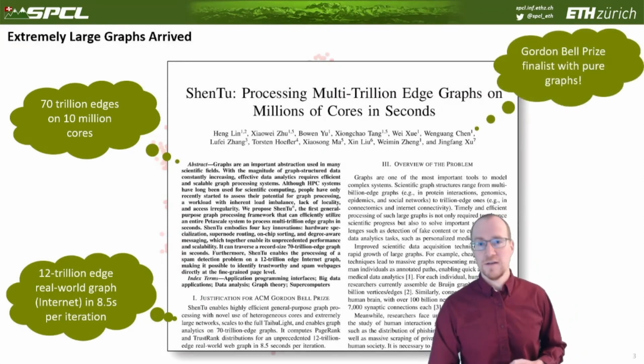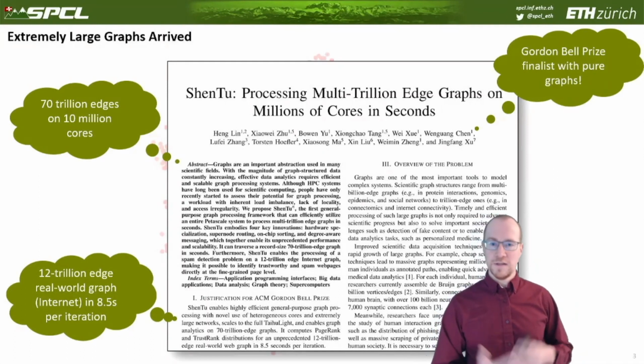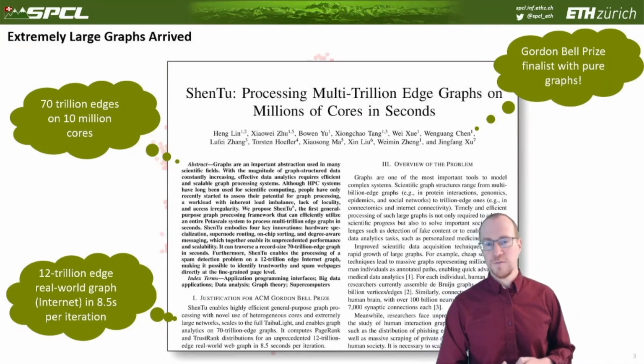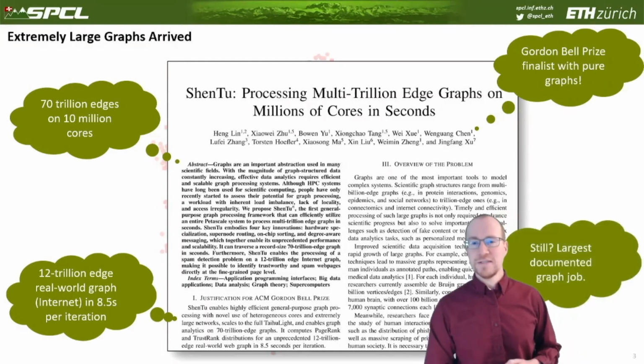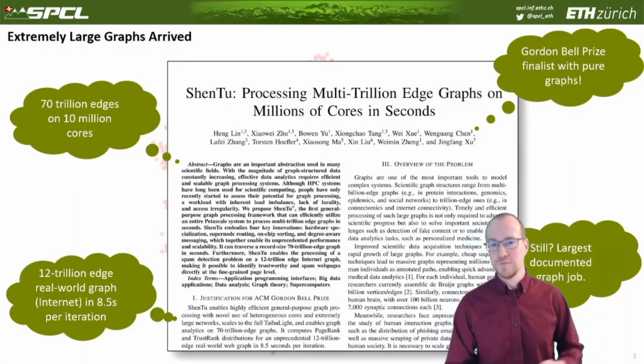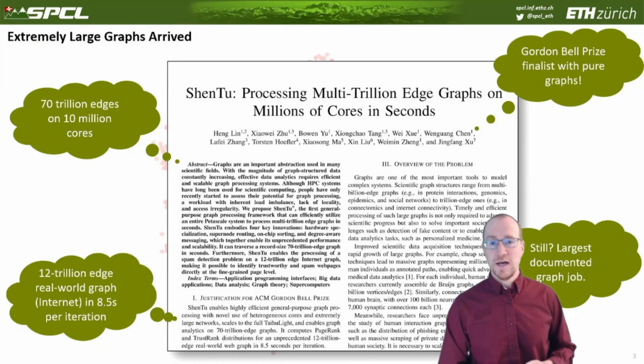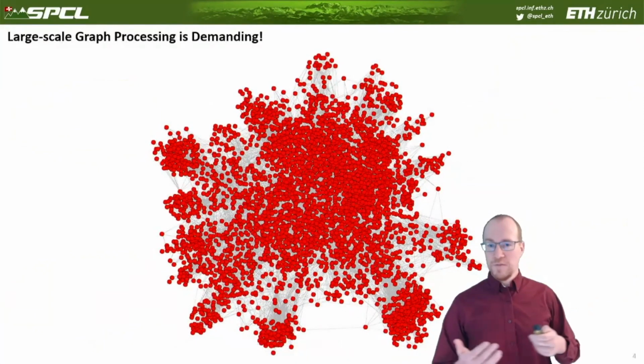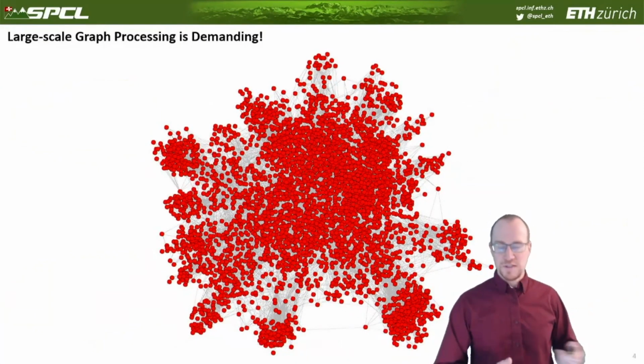This was, in fact, a finalist for the Gordon Bell Award that is yearly given to the highest performing supercomputer application in the high-performance computing field. And this may still be the largest documented single graph run on the largest machine today. So now the question is, how do we go from here to processing these large graphs?